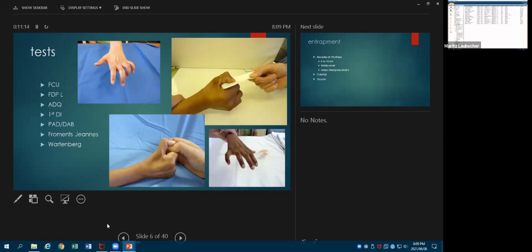Then obviously you can test pad and DAB, abduction and adduction, overlapping of the fingers and all those things. But to be honest, it's fiddly and it's unnecessary. Okay, you test the first dorsal, and then we look at Froment's sign and Jeanne's sign. So this is Froment's sign. There's a very subtle difference between the 2, but you see that's a classic Froment's sign.